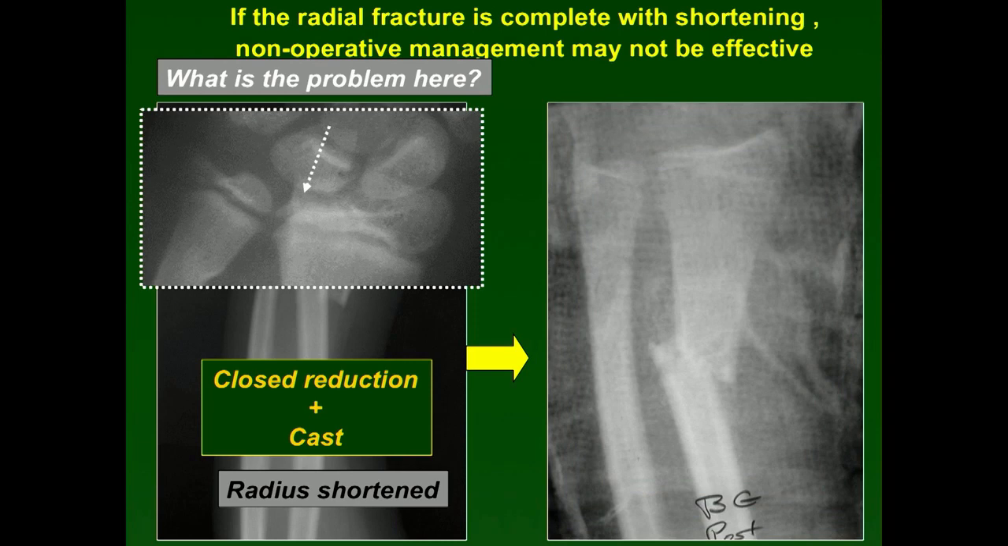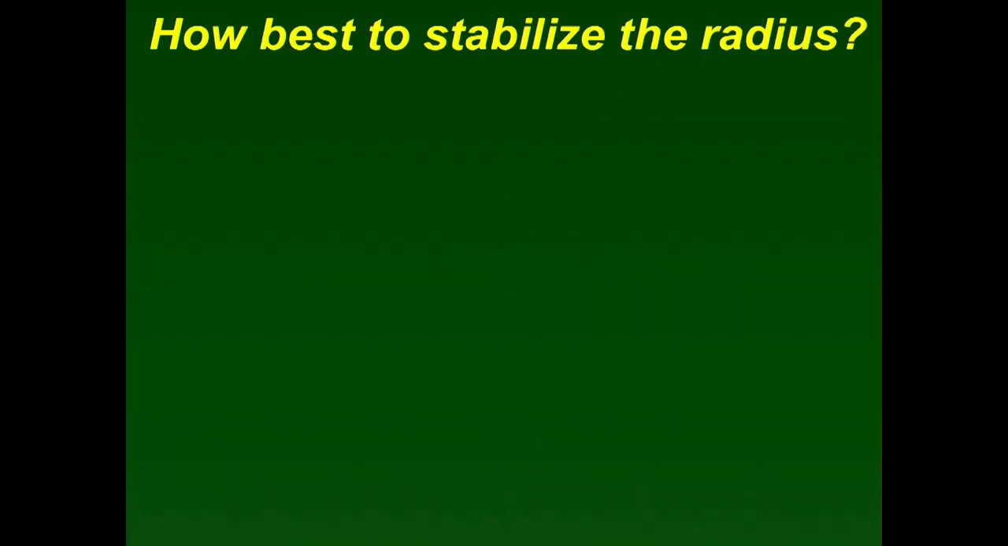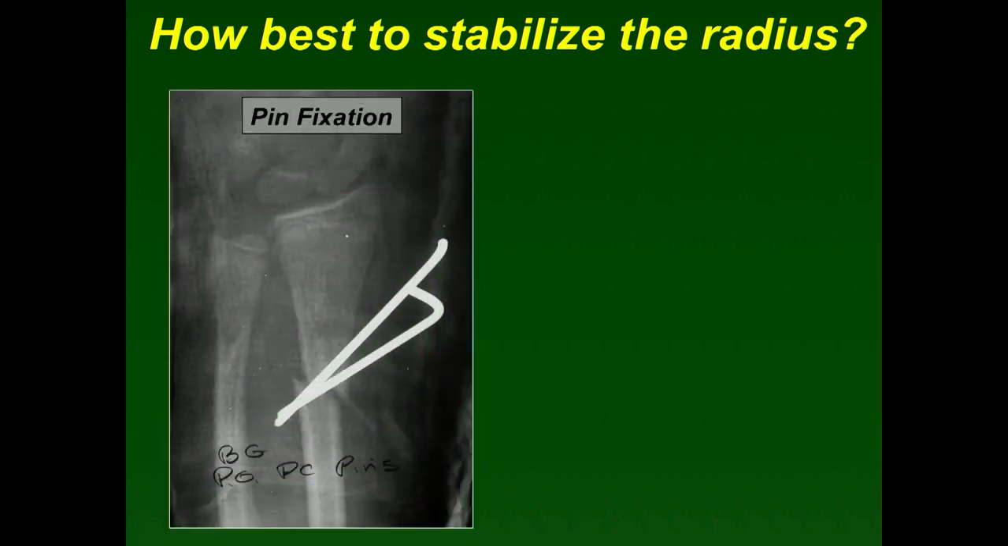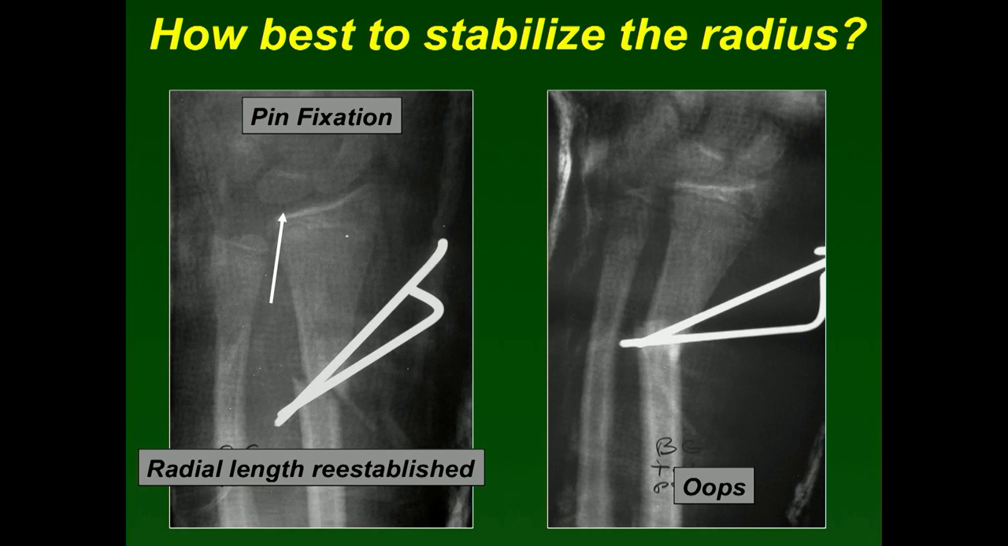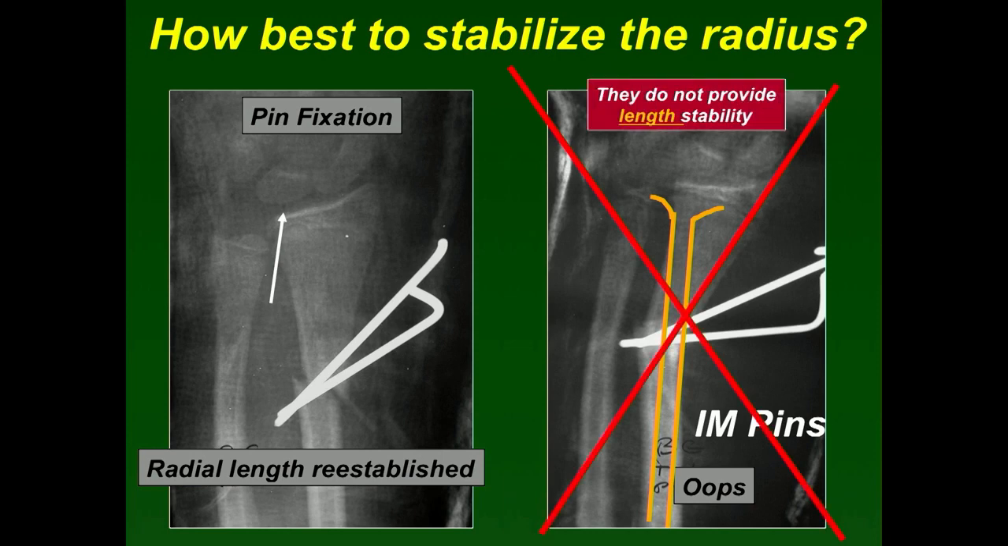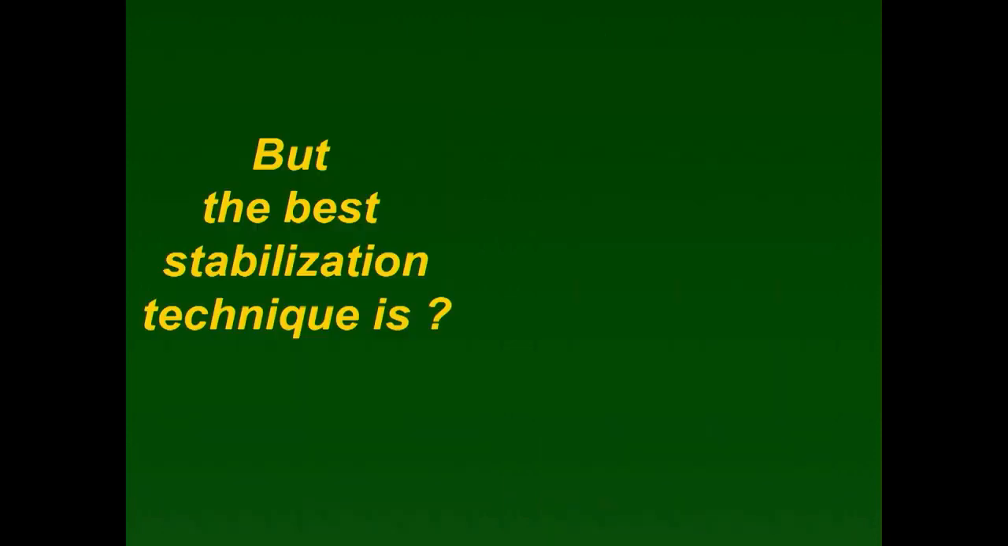Is that acceptable? Well, it's probably inadequate. So he tried pin fixation. Is that going to hold it? No. Stable? No, it's not going to hold it very well. So alternatives, what about intramedullary pins? Well, they don't really provide much in the way of length stability. So what is the best stabilization?